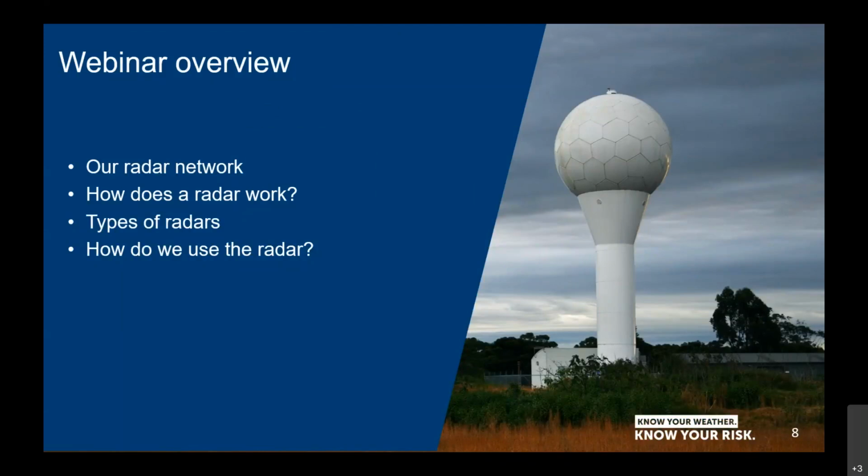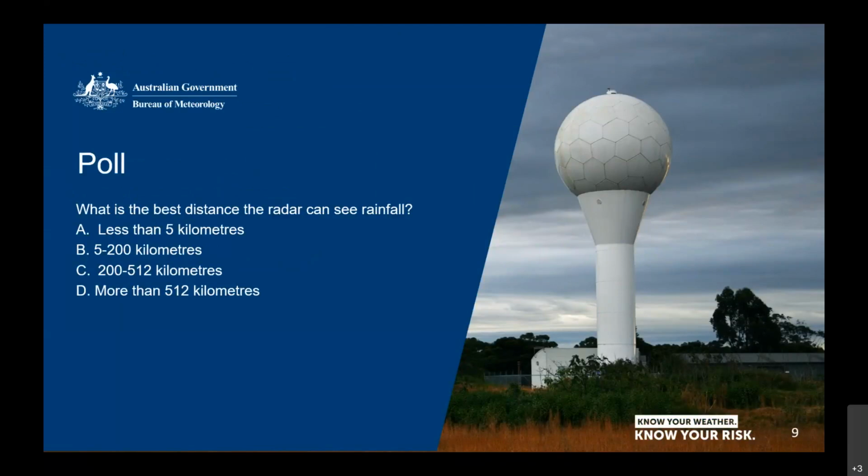Before we get stuck into the talk, let's test your knowledge about radars with our first poll. The poll question is, what is the best distance the radar can see rainfall? Is it less than 5 kilometers, 5 to 200 kilometers, 200 to 512 kilometers, or more than 512 kilometers? Please just click which answer you think it is and hit submit.